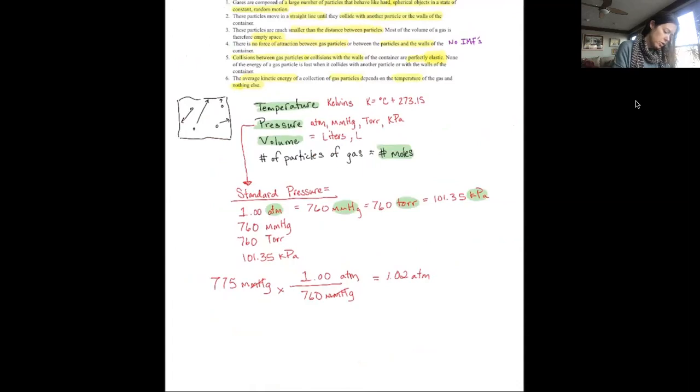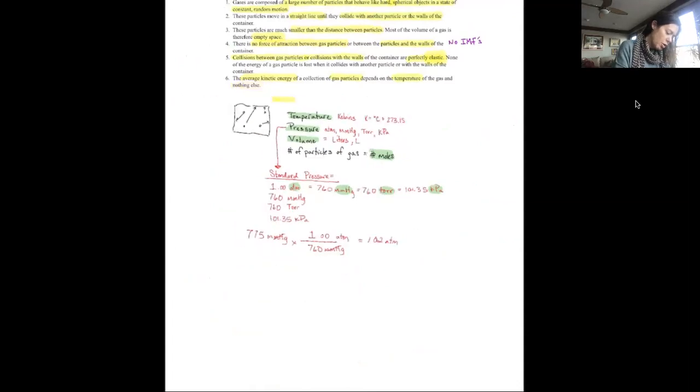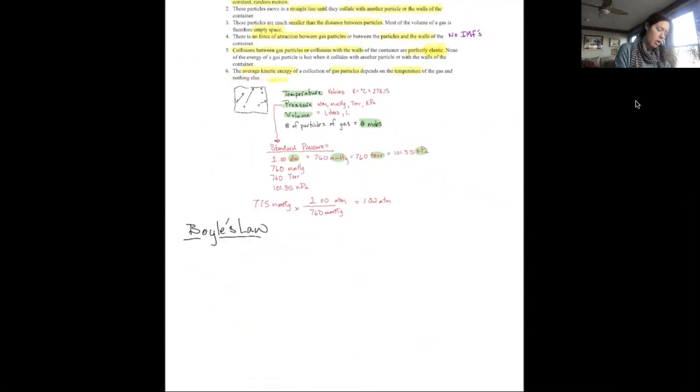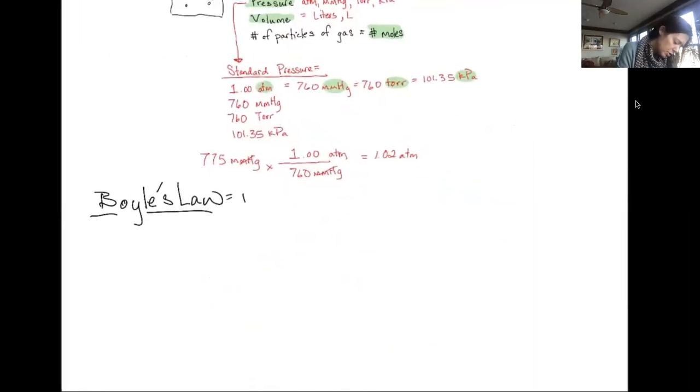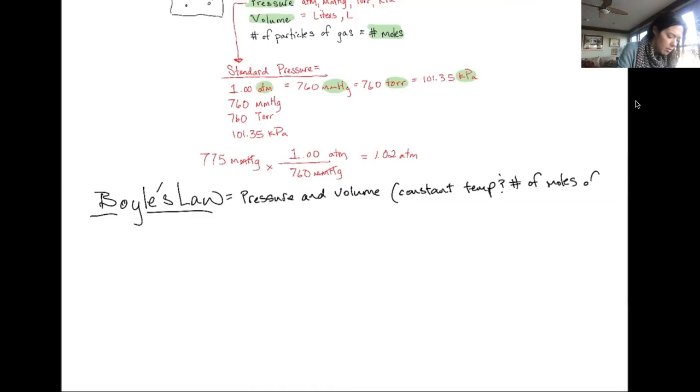Okay, so the first law, you can go ahead and write it down, is going to be called Boyle's law, as in B-O-Y-L-E-'S, okay? Boyle's law is going to relate pressure and volume. And we are assumed here to have a constant temp and number of moles of gas. Because if they were changing, we would need to account for that, but they're not changing.